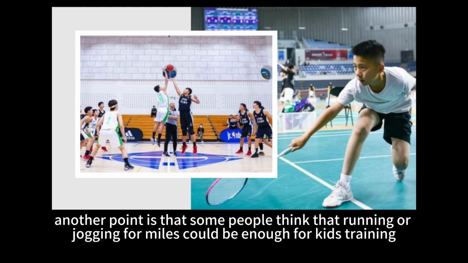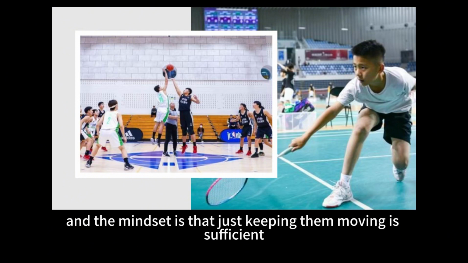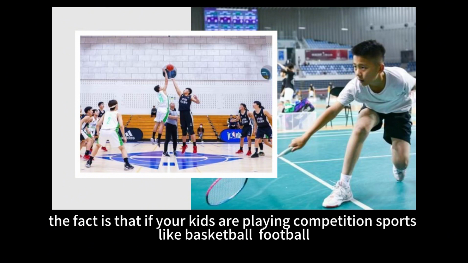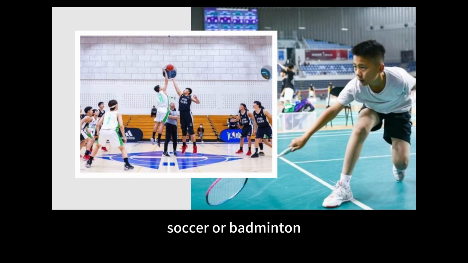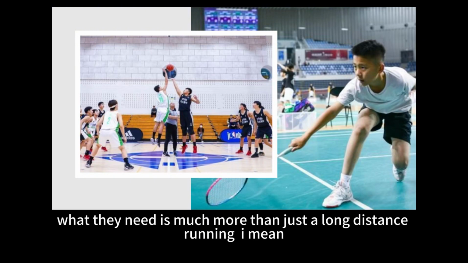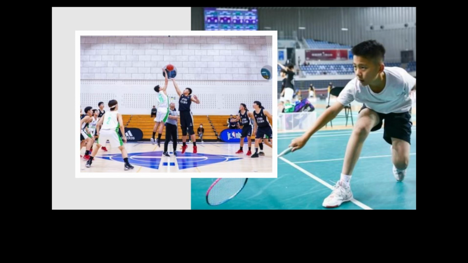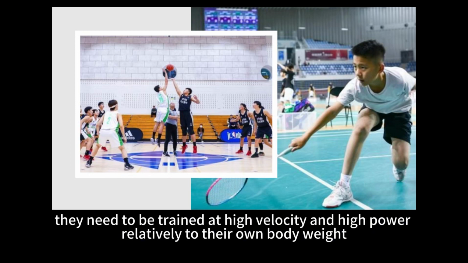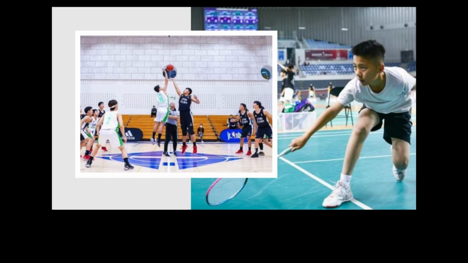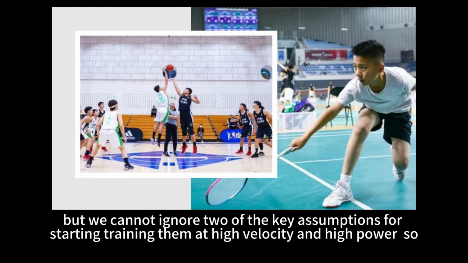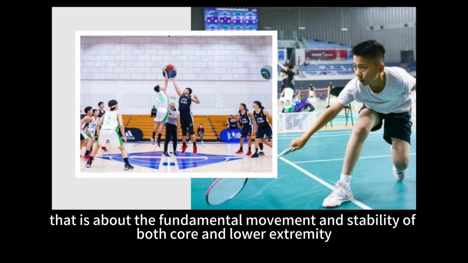Another point is that some people think that running or jogging for miles could be enough for kids training, and the mindset is that just keeping them moving is sufficient. But actually the fact is that if your kids are playing competitive sports like basketball, football, soccer, or badminton, what they need is much more than just long distance running. They need to be trained at high velocity and high power relative to their own body weight. But we cannot ignore 2 of the key assumptions for starting to train them at high velocity and high power. That is the fundamental movement and the stability of both core and lower extremity.